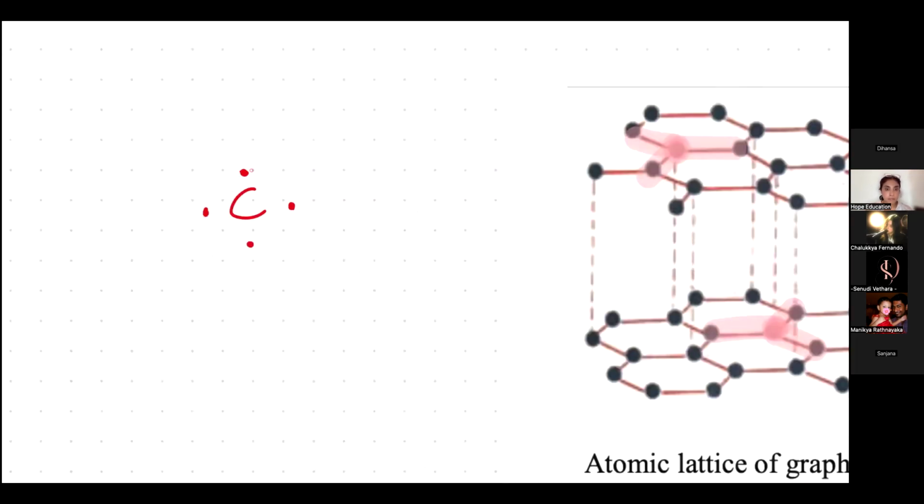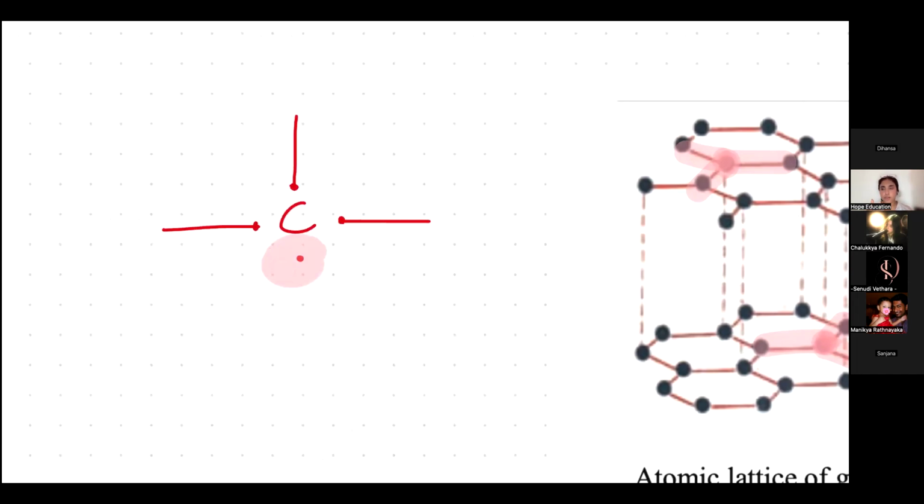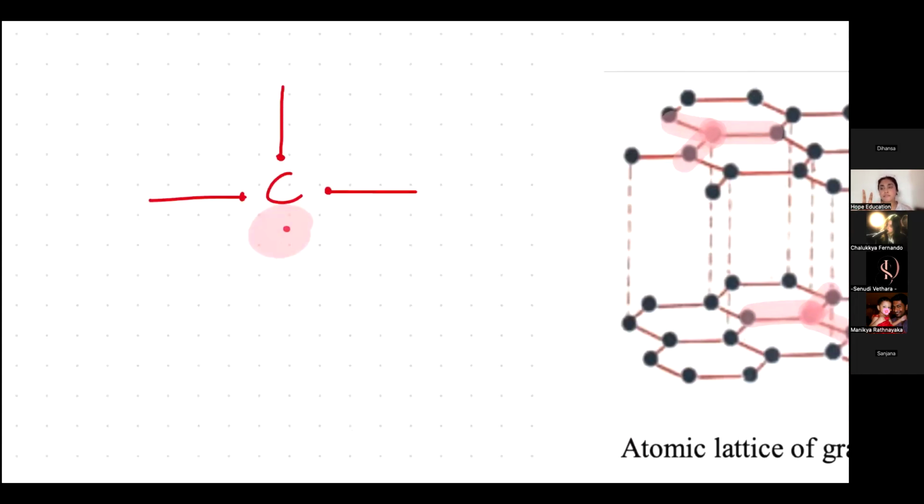This carbon uses this electron to make a bond. It uses this electron to make another bond. It uses this electron to make another bond. Then can you see there is one electron remaining? Like that, every carbon has one electron remaining. Did you understand that? Because every carbon forms only three bonds, that means one electron is remaining. Is that clear to you?